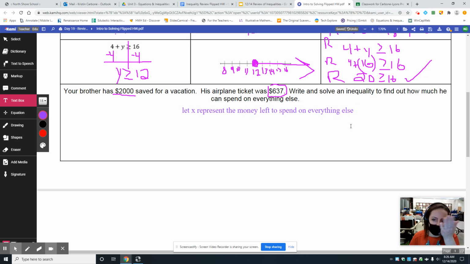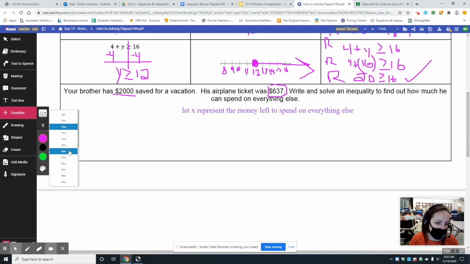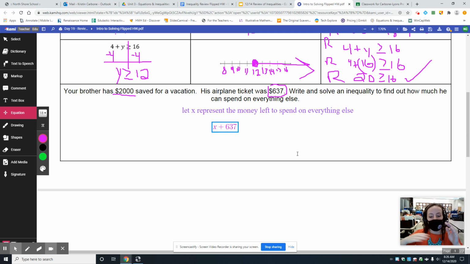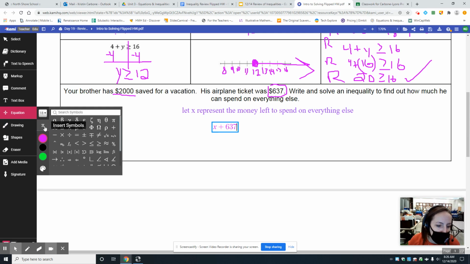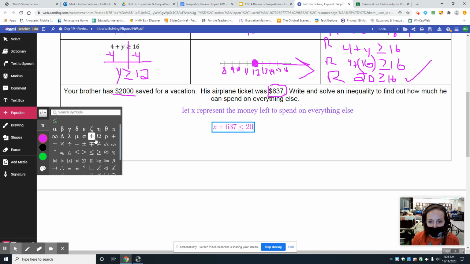So we know that the money left plus the money he spent on a plane ticket is how much he gets to spend total. So we are going to have an equation that starts out with x plus 637. If this was an equation, we would set it equal to 2,000. But if you have $2,000, that means you can spend anything below $2,000 and you can spend the entire 2,000. So that means that the amount you spent, which is x plus 637, needs to be less than or equal to 2,000.